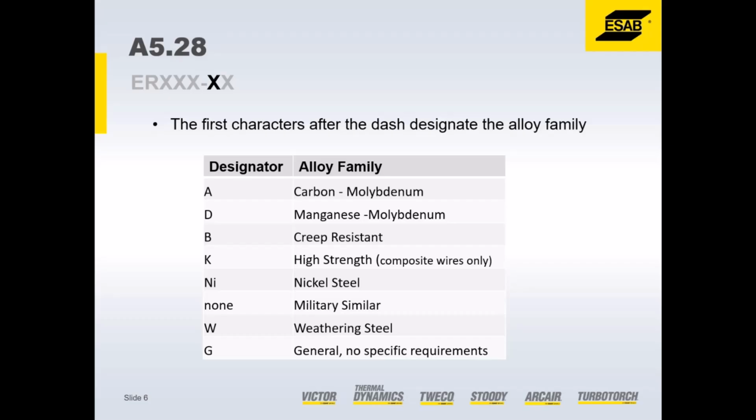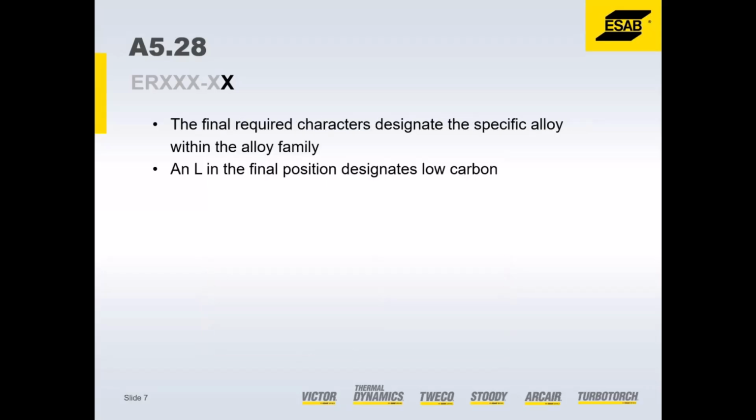A being a molybdenum steel, B your creep resistant steels, Ni nickel addition for improved impact properties, W for weathering, and then G as we've talked about a couple of times. And just as in A55, there could be an L at the end designating a low carbon deposit.